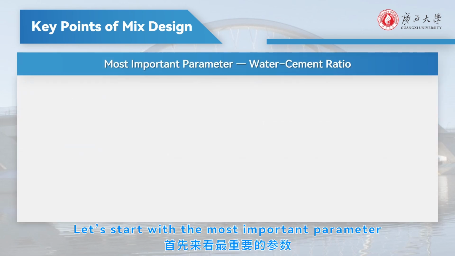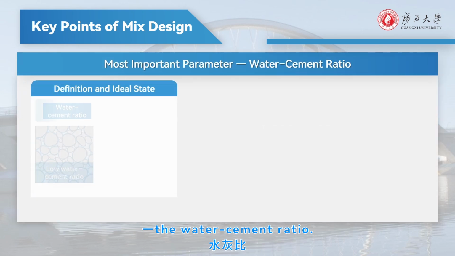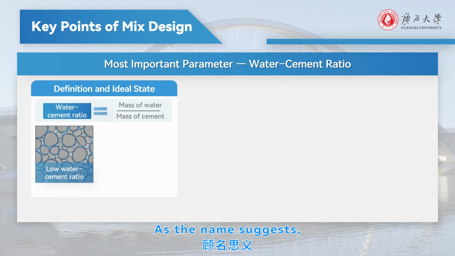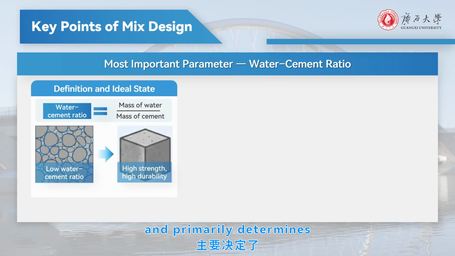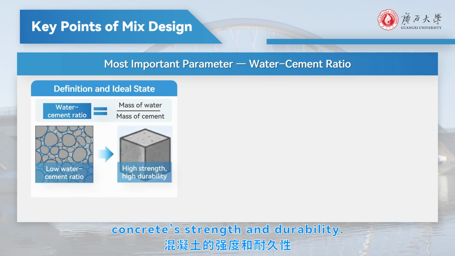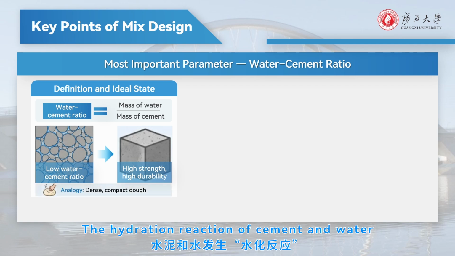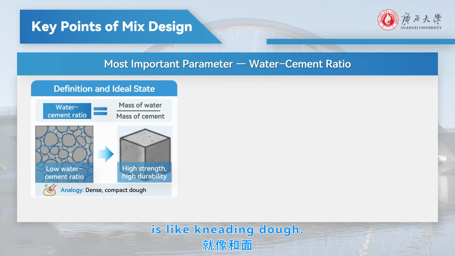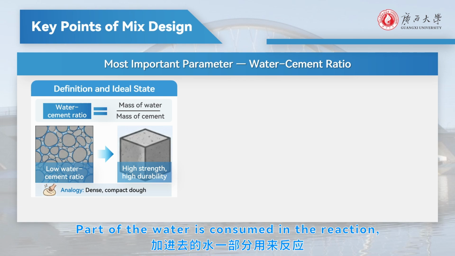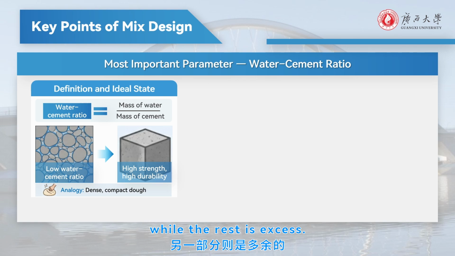Let's start with the most important parameter, the water-cement ratio. As the name suggests, it is the ratio of the mass of water to the mass of cement and primarily determines concrete strength and durability. We can make an analogy. The hydration reaction of cement and water is like kneading dough. Part of the water is consumed in the reaction, while the rest is excess.